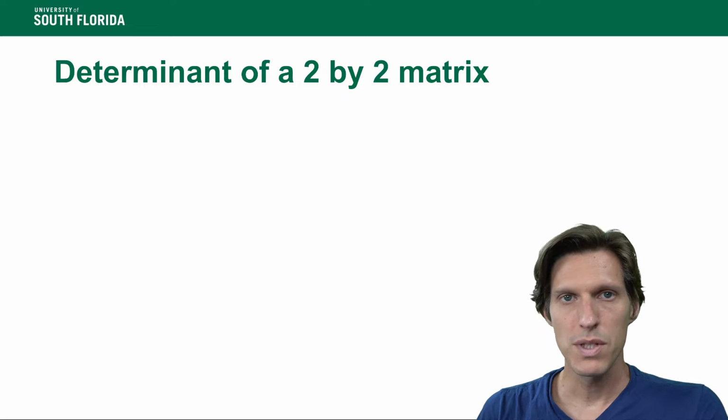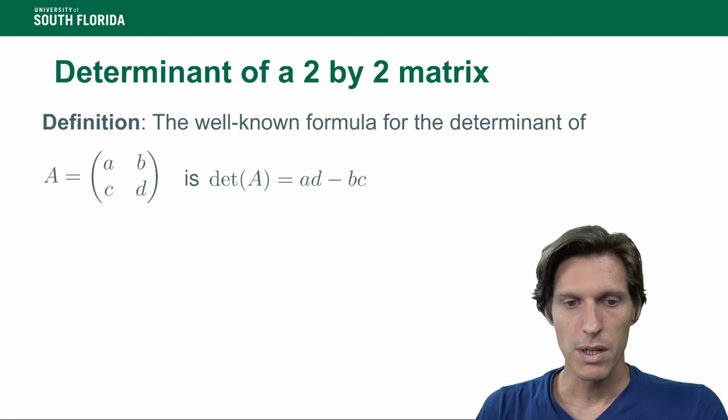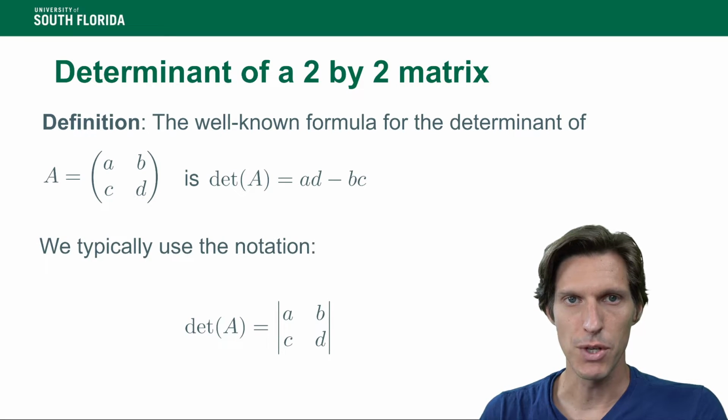So the most elementary calculation of the determinant is the determinant of 2 by 2 matrices. So it's a well-known formula that the determinant of the matrix (a, b; c, d) is going to be ad minus bc, okay? And that's the kind of notation that we use.